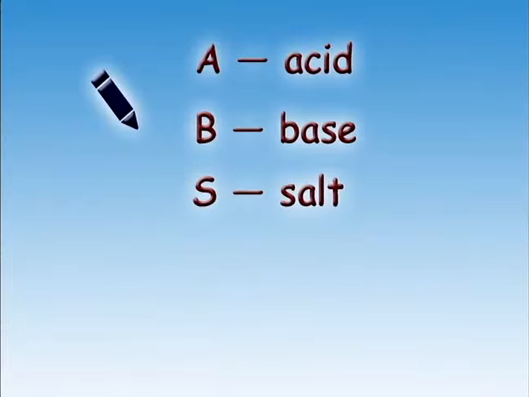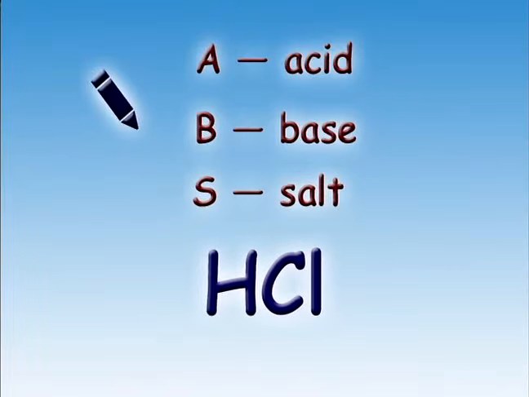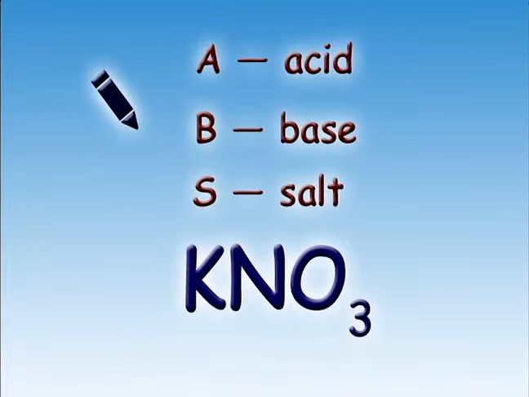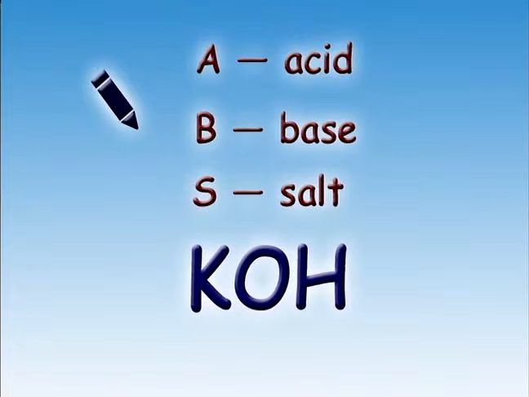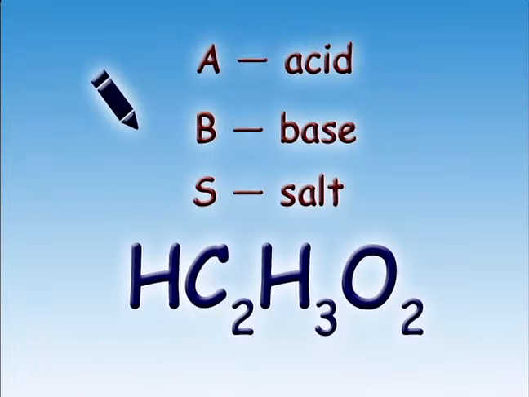On your note-taking guide, jot down each of the following examples and write an A for acid, B for base, and an S for salt. Are you ready? Here we go. H2SO4, HCl, NH4OH, KNO3, KOH, HC2H3O2.